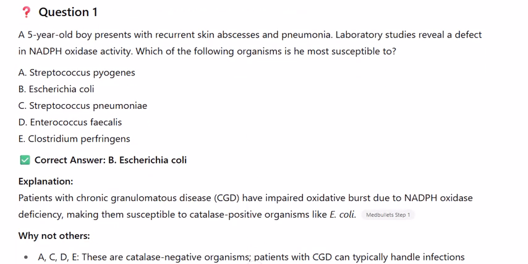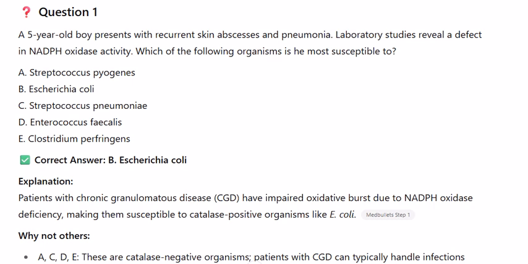Question 1. A 5-year-old boy presents with recurrent skin abscesses and pneumonia. Laboratory studies reveal a defect in NADPH oxidase activity. Which of the following organisms is he most susceptible to? A. Streptococcus pyogenes, B. Escherichia coli, C. Streptococcus pneumoniae, D. Enterococcus faecalis, E. Clostridium perfringens. Correct answer: B.